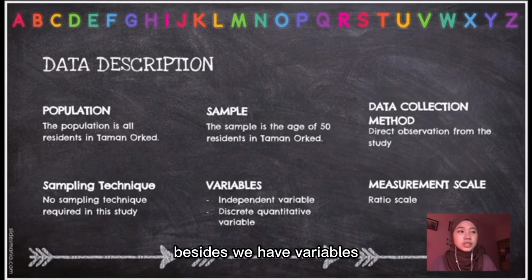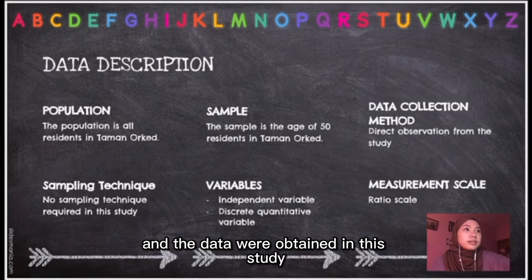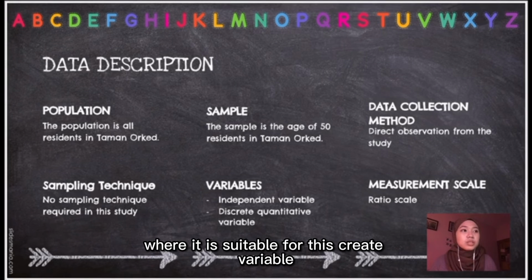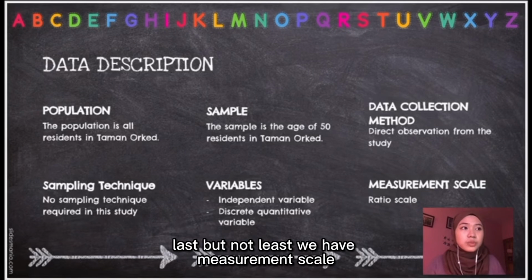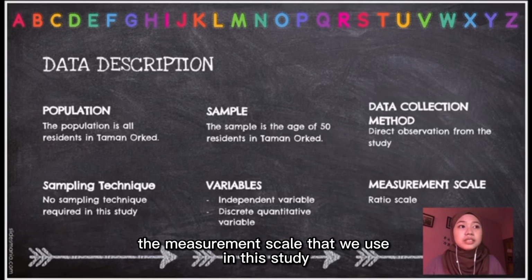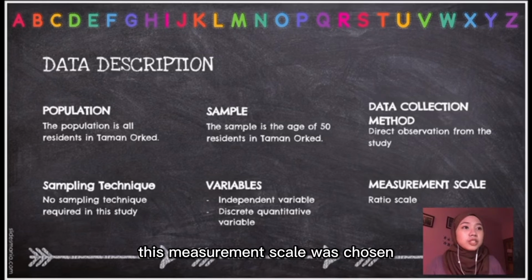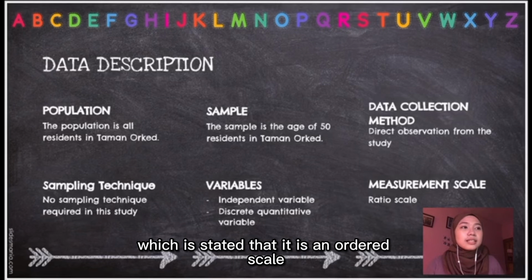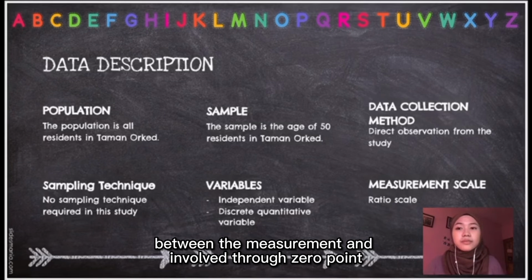Besides, we have variables. The variable is actually the independent variable because of the age group, and the data obtained in this study is quantitative data, which is numerical data, where it is suitable for a discrete variable that is a countable variable. Last but not least, we have measurement scale. The measurement scale that was used in this study is ratio scale. This measurement scale was chosen because ratio is an ordered scale that gives meaning to the difference between the measurements and involves a 0 point.